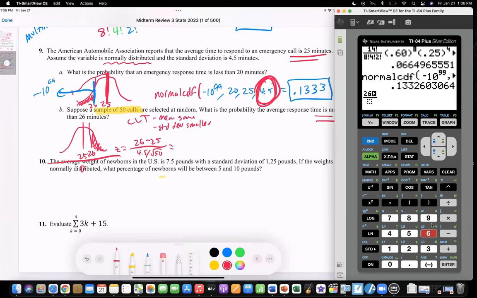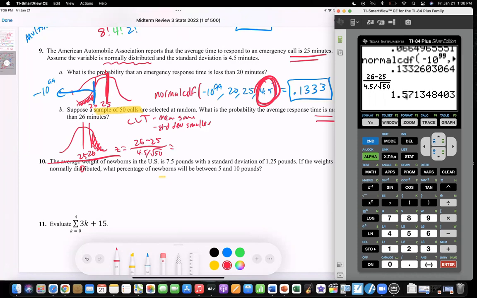If I type this in, 26 minus 25, you can just type in 1. It's one away. But since we're dealing with the sample, we have to use our smaller standard deviation. So make sure to divide sigma over radical n. You need that division. A lot of people tend to forget that in the denominator. So we get 1.57.